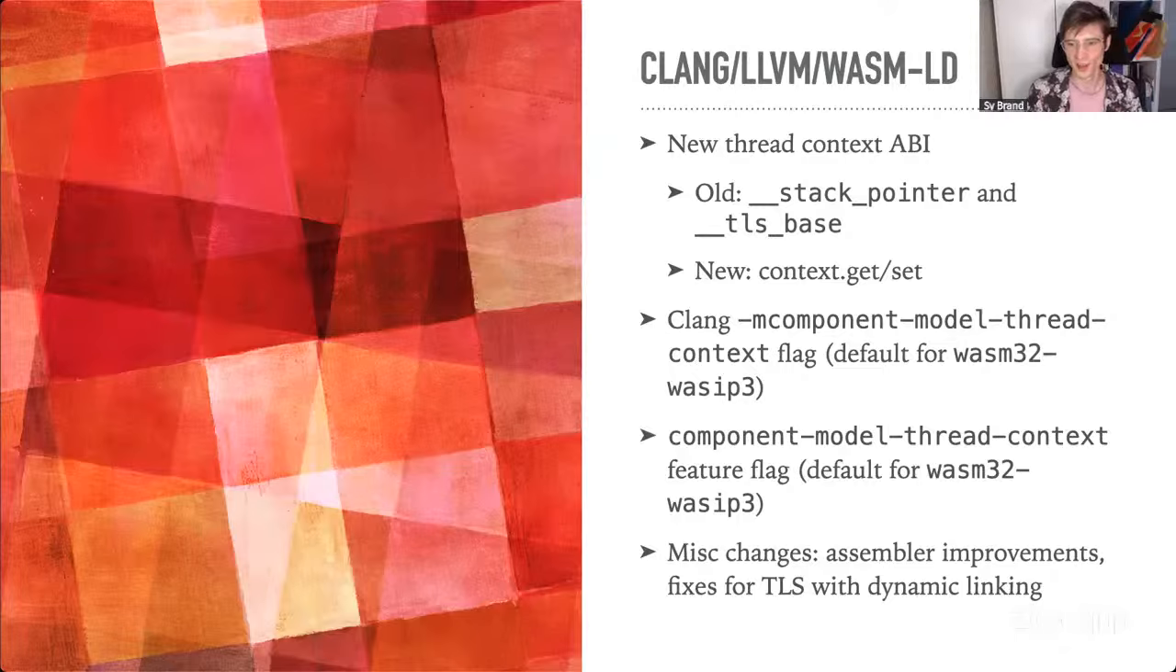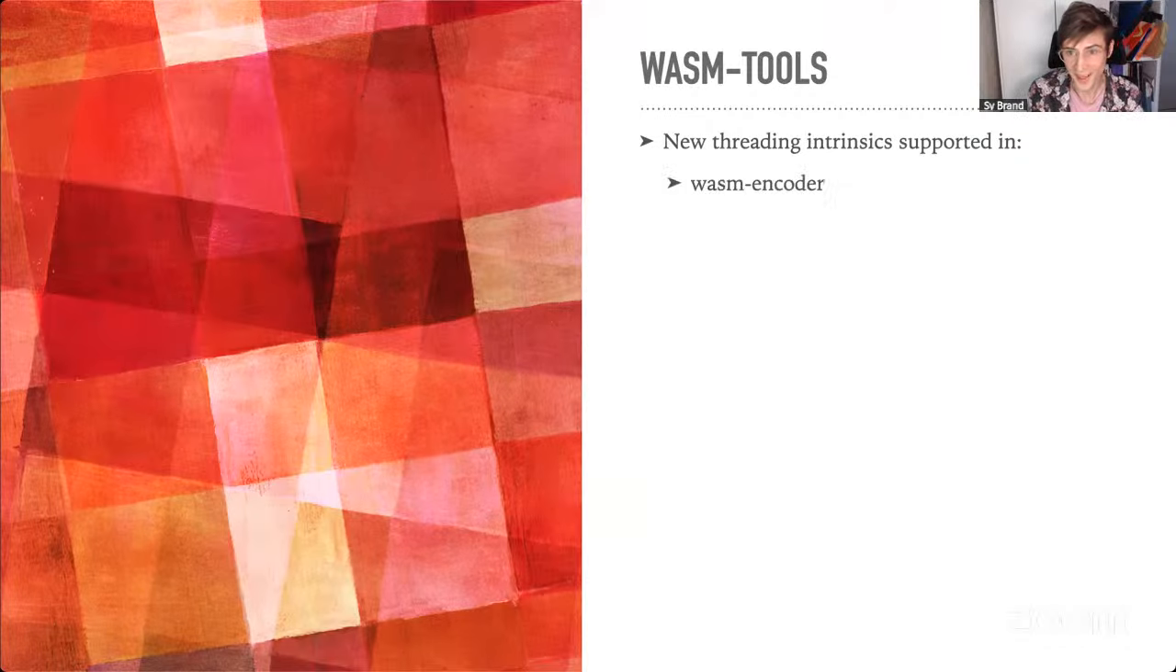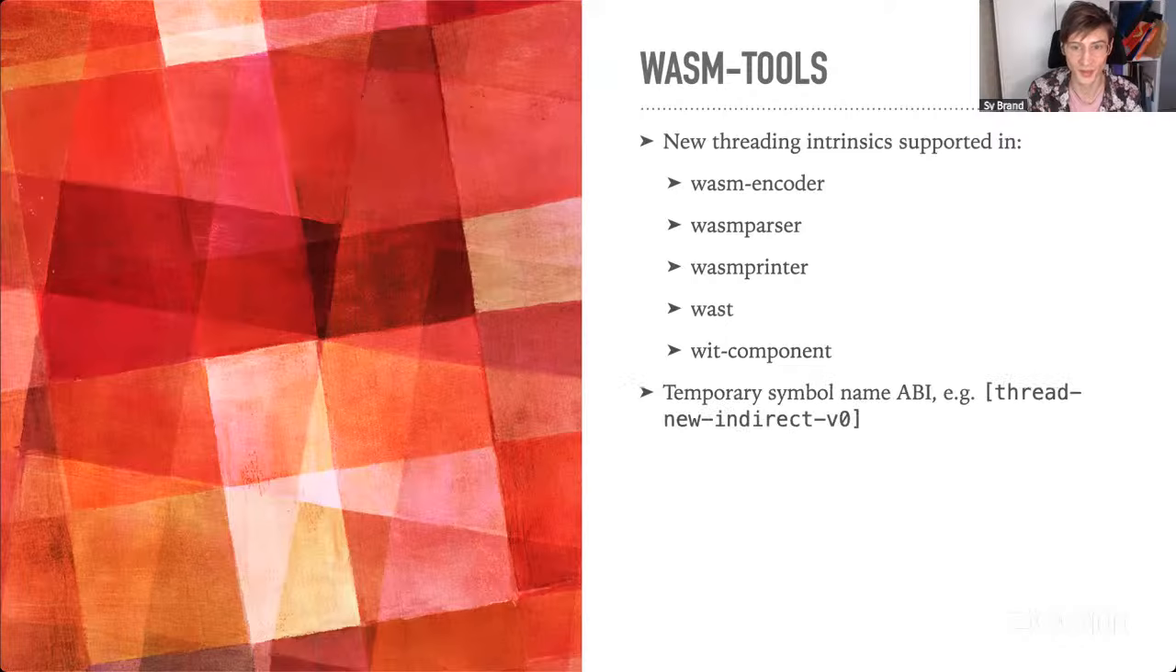Also some miscellaneous changes like assembler improvements and some fixes for dynamic linking in the face of thread local storage. So those patches are all currently being reviewed and will hopefully land soon. wasm-tools has been updated for all the new threading intrinsics. So if you use any of these crates, wasm-encoder, wasmparser, wasmprinter, wasp, wit-component, all of those have been updated with the new intrinsics. Right now we're using a very temporary ad hoc symbol ABI. My hope is that once we really get all of this nailed down, we can go back and tighten this up and get something that is standardized and well documented.